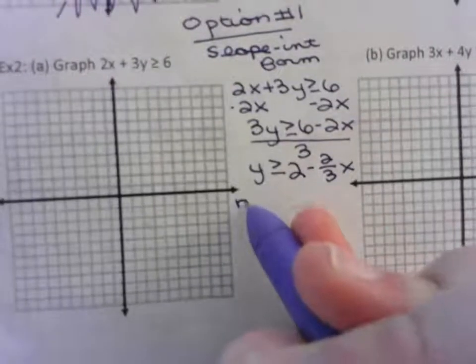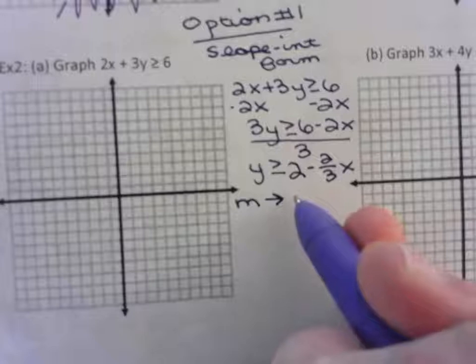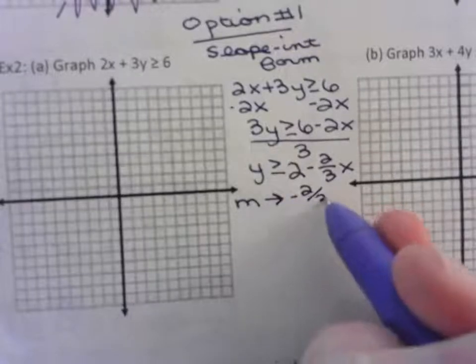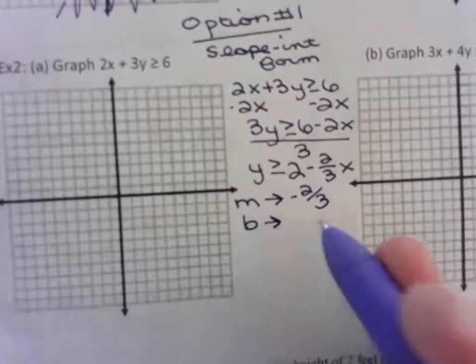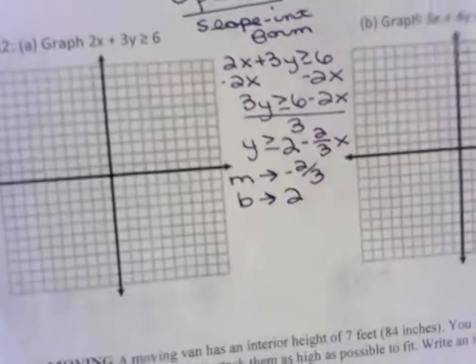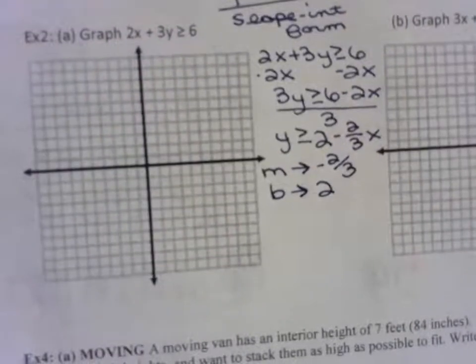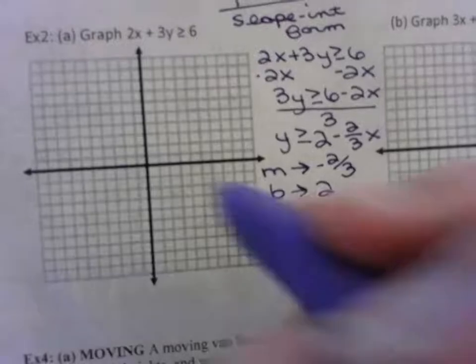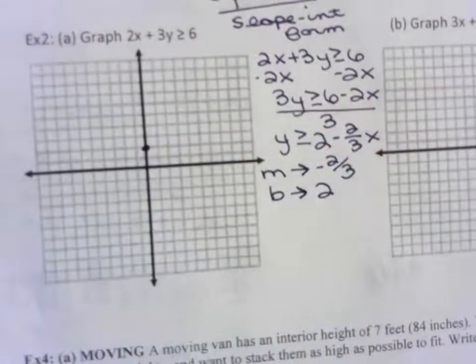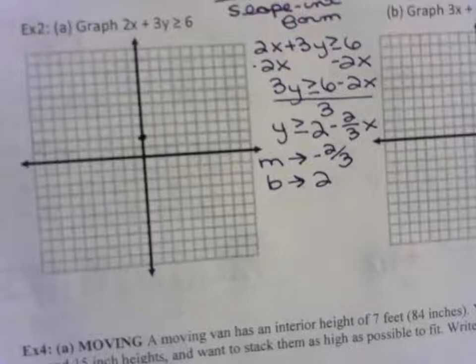Okay, what is my slope? Negative 2/3. And what is my y-intercept? 2. So we're going to graph this. Y-intercept first, so graph the y-intercept of 2. And how do I get my next point?